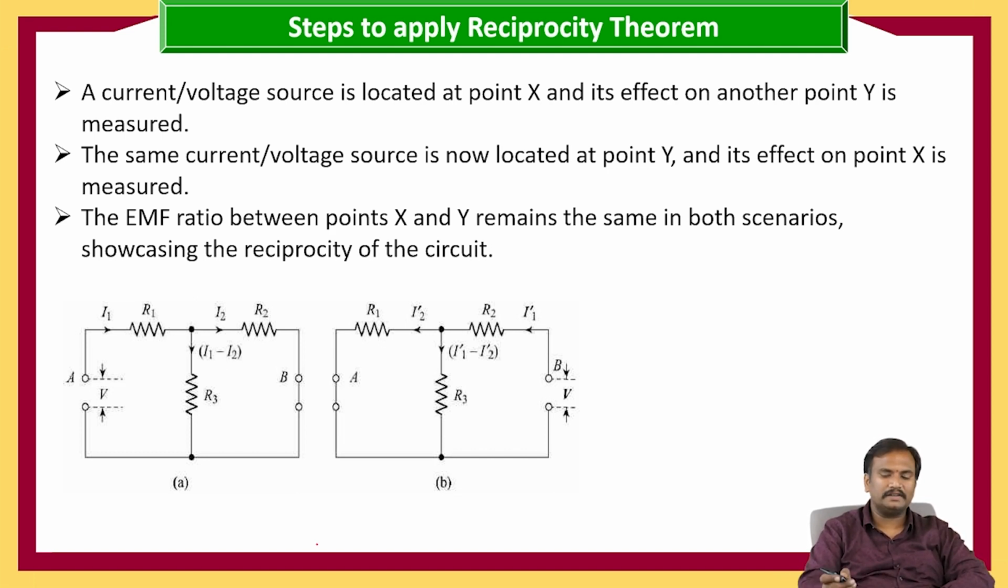Let us take this example. Here is the voltage which we are taking, and here is the current we are going to calculate. The ratio of response to the excitation: response is V and excitation is I in the first case. And in the second case, when the voltage is connected at point B and A is short circuited, let us consider the current as I dash, which equals V by I dash. From this we can get I equals I dash.